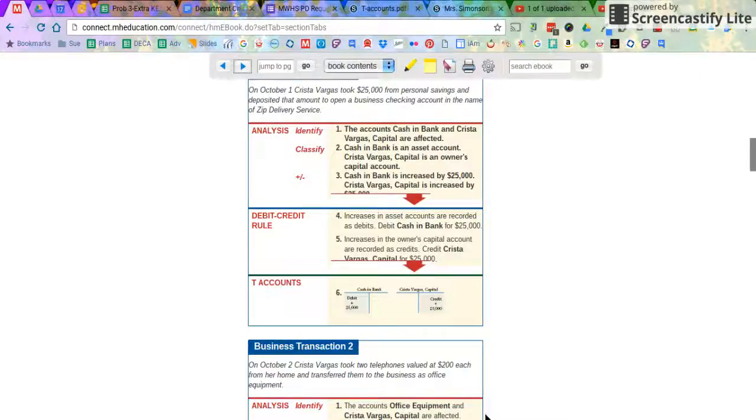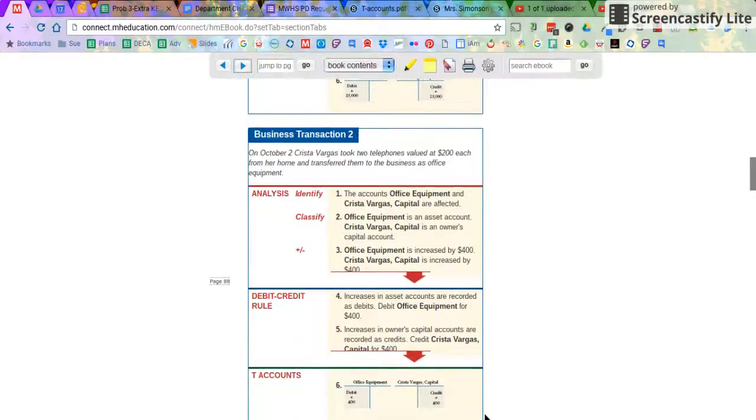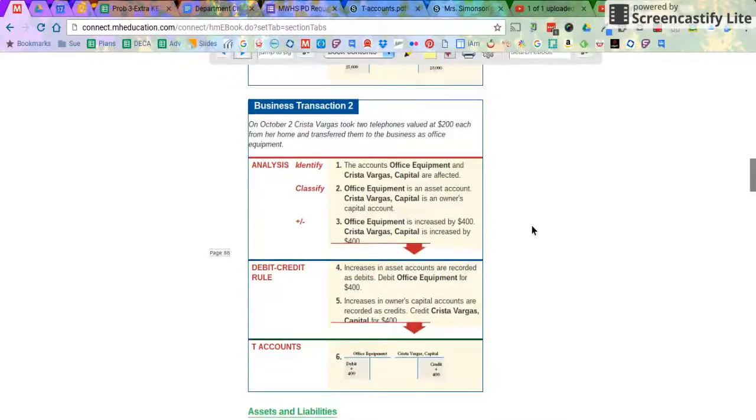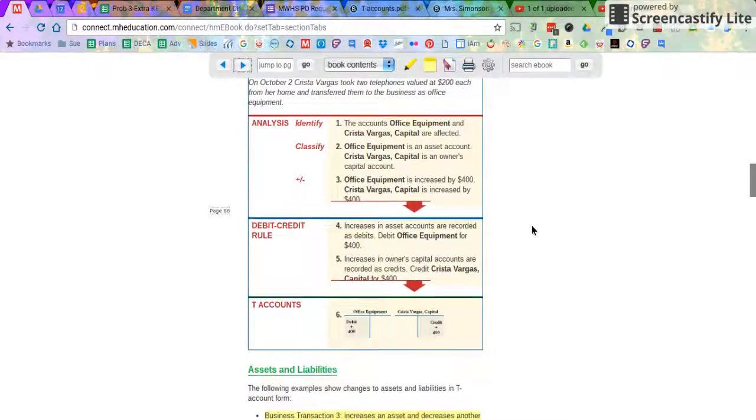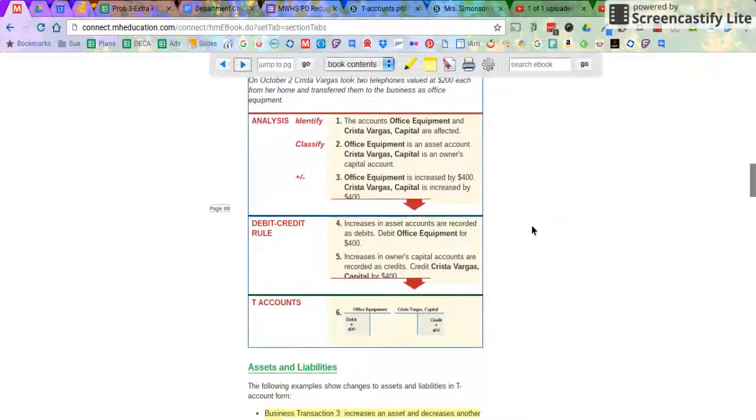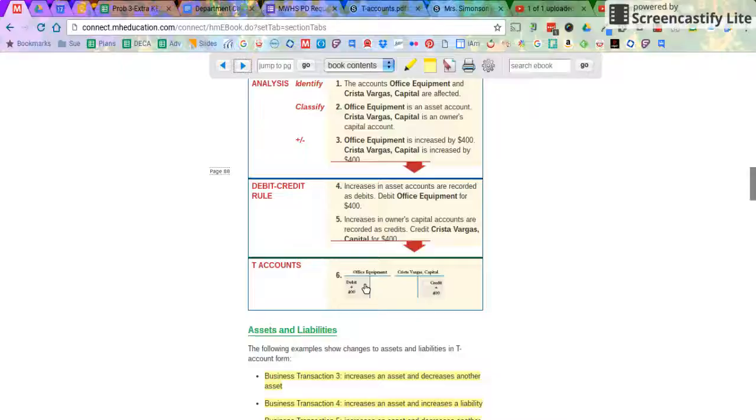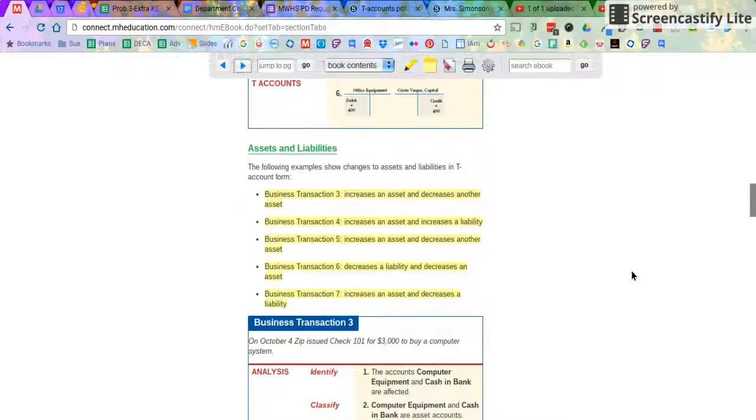Same kind of transaction here. I'm going to invest a couple telephones into the business from my home. So it's another type of investment. The two accounts are office equipment and capital. Office equipment, of course, is an asset. Capital is owner's equity. They're both increasing by $400. Increases to assets are a debit. Increases to owner's equity, or capital, are a credit. So here's my T account with the debit on the left side and capital with my credit on the right side, because a debit is left, credit is right.